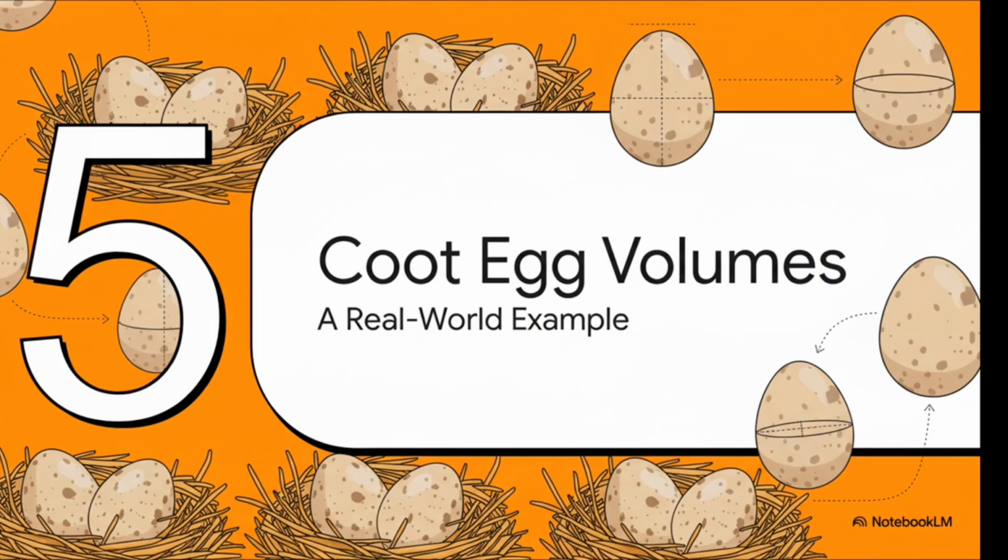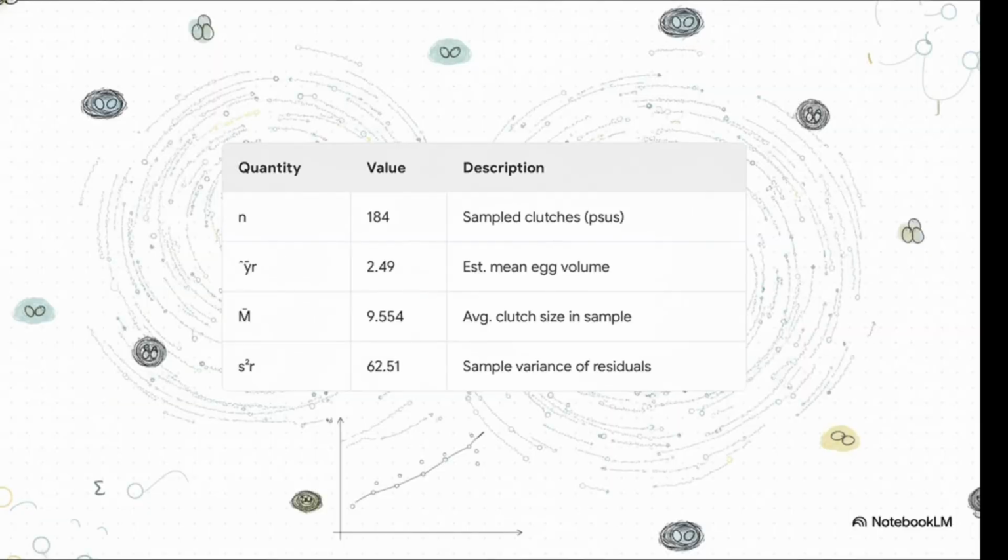We're going to check out some data from research on the egg volume of the American coot. Here, the clusters, our PSUs, are clutches of eggs, which is just the scientific term for a bird's nest. So the researchers sampled a bunch of nests, and then they subsampled a few eggs from within each of those nests. So here's the rundown of what the researchers found.